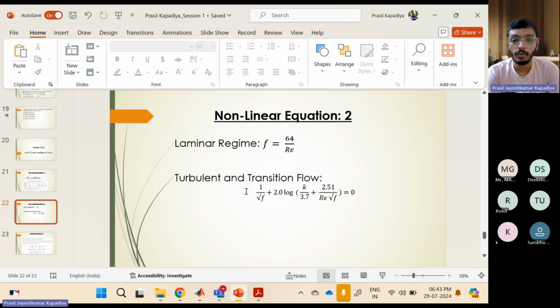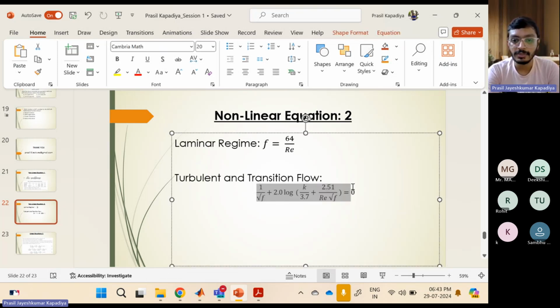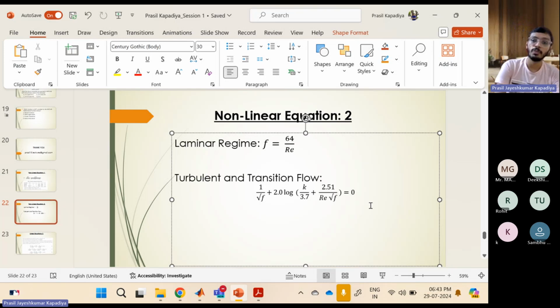But for turbulent flow, there is this kind of equation: 1 by square root of f plus 2 log of (k by 3.7 plus 2.51 divided by Reynolds number into square root of f) is equal to 0. So how can you solve this? Because f is everywhere. This is called a nonlinear equation, and this also you can directly solve using MATLAB. Either you can use the Newton-Raphson method.